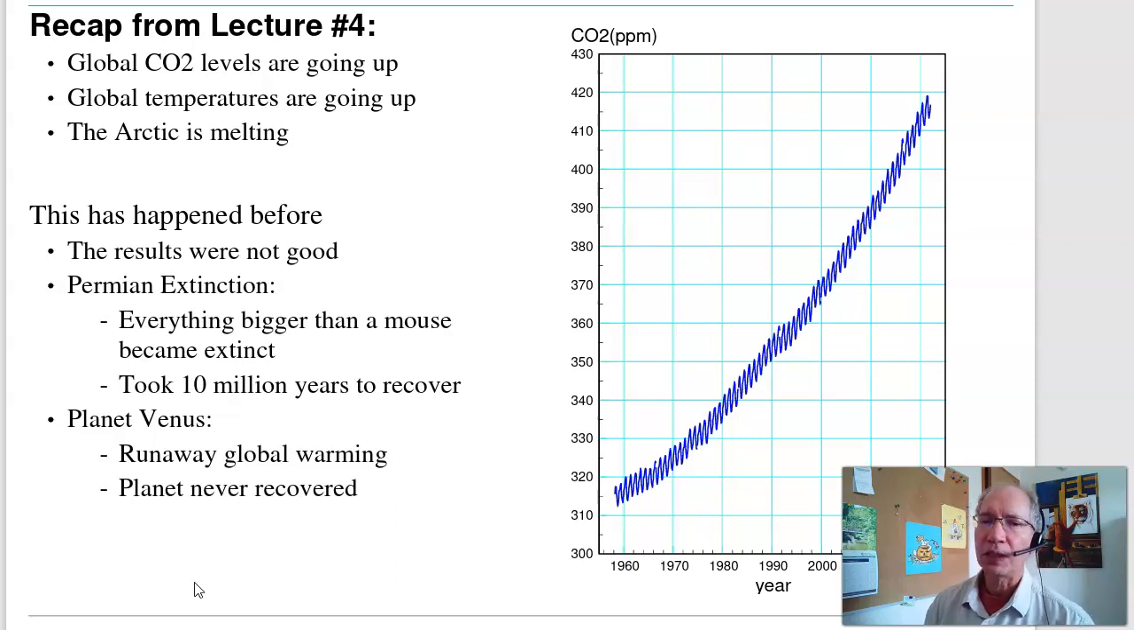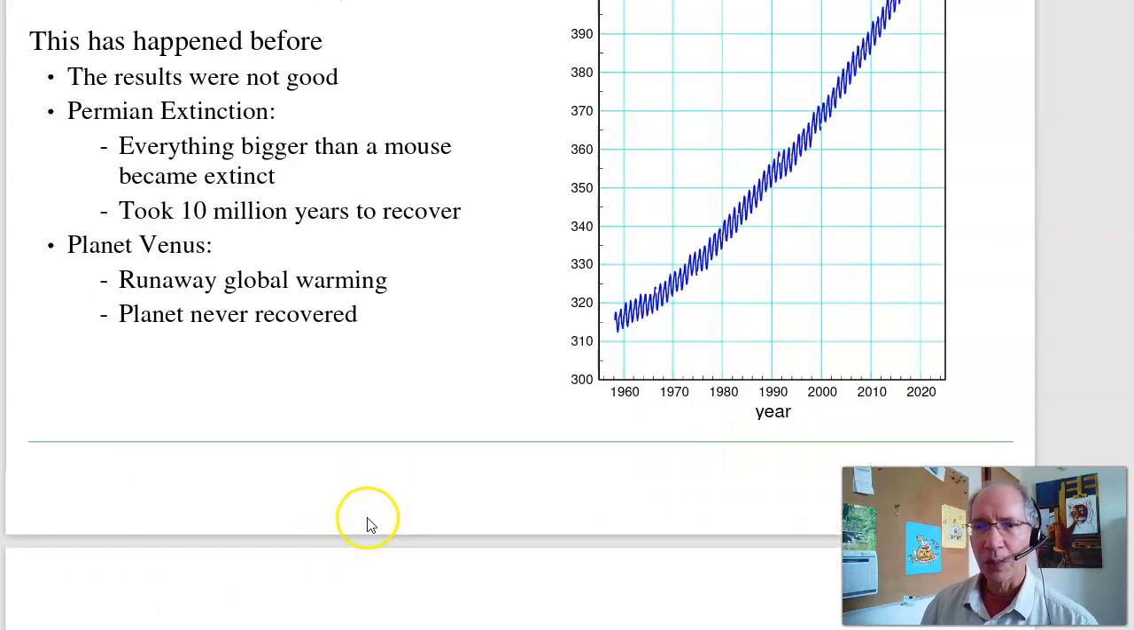On the planet Venus, currently it's hypothesized that Venus was very much like the Earth at one time. However, it had a similar experience as the Earth with the Permian extinction, except that it didn't recover. It had runaway global warming, which results in a dead planet. So that's kind of depressing, but there is good news. There are ways around it.